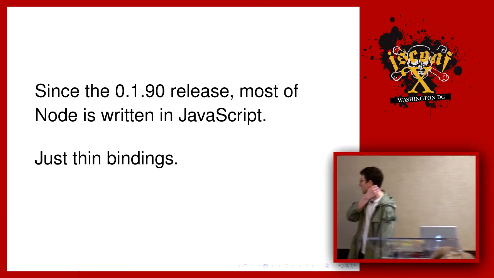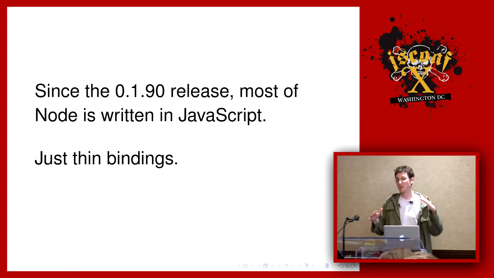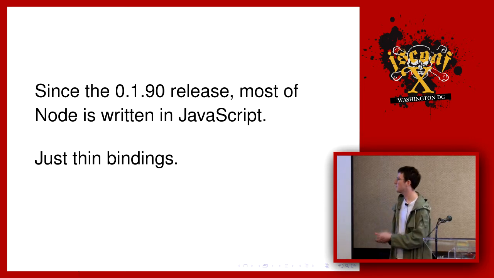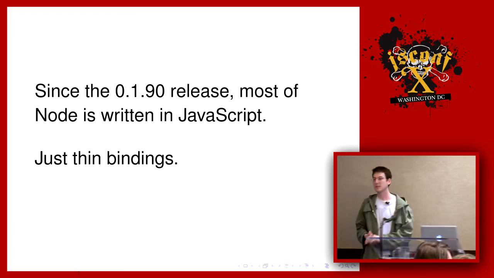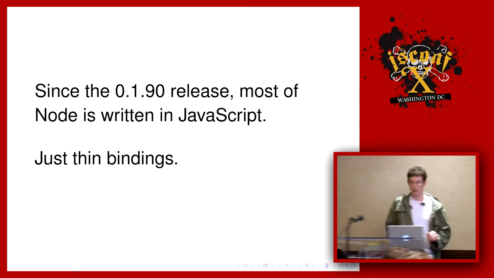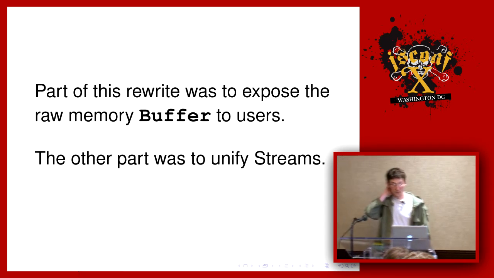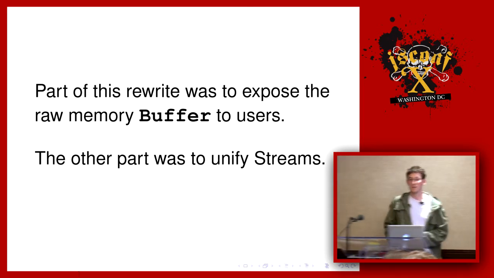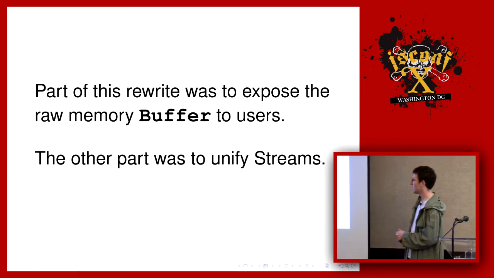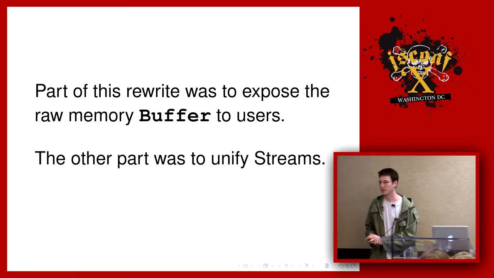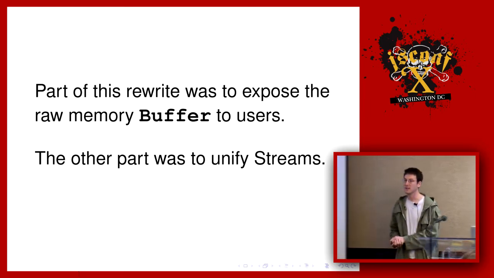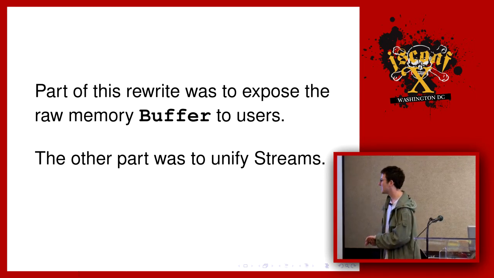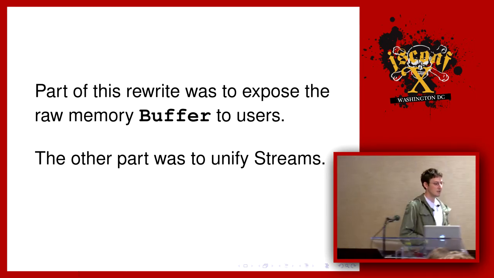Now the binding level is much lower. It's basically at the POSIX layer, where you just bind certain calls, and the rest is written in JavaScript. And this is working out really well. Part of the rewrite was to get this buffer thing that we needed, because getting strings out of V8 was so slow. And also because strings aren't really an appropriate data type in JavaScript for binary data. You can pack arbitrary binary data into strings, but it's just somehow not right for that.